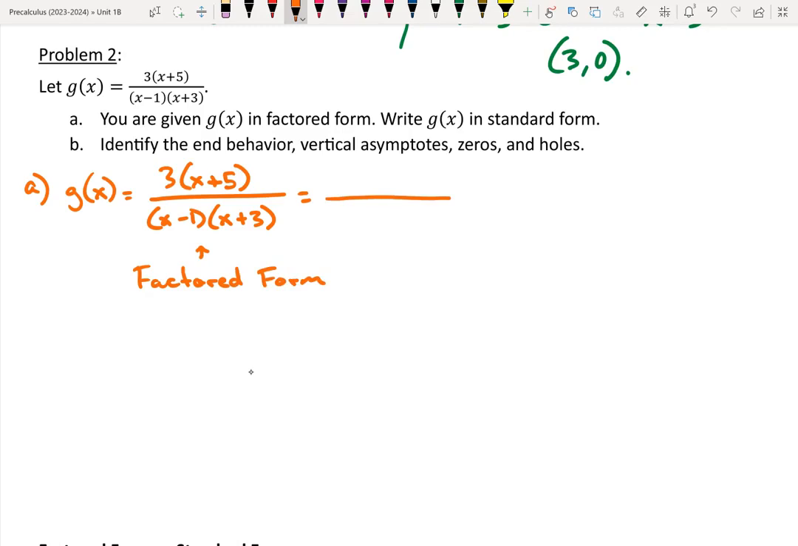We want to find our standard form, so I'm going to distribute and multiply. That would be 3x plus 15. And in the denominator, if I multiply that up, you can use your box or your distribution, however you want to do it, I would have x squared plus 2x minus 3. So this would be our standard form.